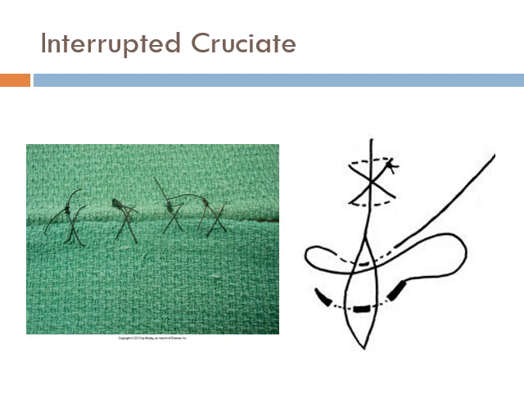So these are called cruciates because they are X's, just like the two cruciate ligaments in your knee form an X. And it is an interrupted pattern because we make one X, we tie it off and we cut it, and then we go on to the next one.